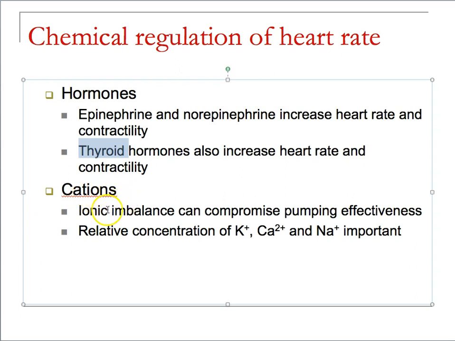Now, the cations. The imbalance that can compromise pumping effectiveness is the concentration of potassium, calcium, and sodium inside of the body. And you know that there's a range for each of these. If I was to say there's a range for calcium, it's 9 to 11. For sodium, it's 126 to 136, I think, something like that. I don't remember what potassium is off the top of my head, but if we go outside of these, just like we do anything else, it's going to change the physiology inside the body.